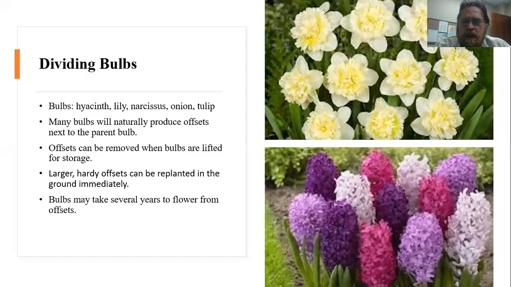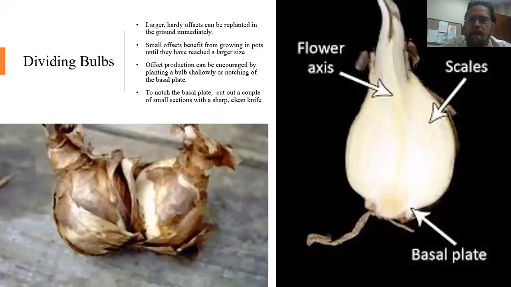It's also important to keep in mind that when we're separating those offsets, oftentimes they aren't going to flower in that first year. They will put up leaves or vegetative growth, but oftentimes we won't see flower formation just because the bulb really needs to take in a lot more energy in order to be ready to produce those flowers. Again, the large hardy offsets can be planted right in the ground immediately. Small offsets, we're going to want to put those in pots until they've reached a bit larger of a size.